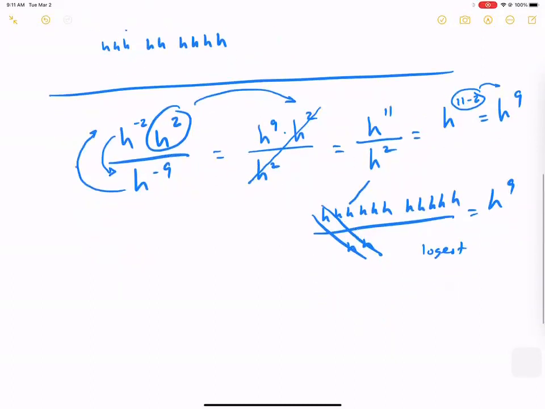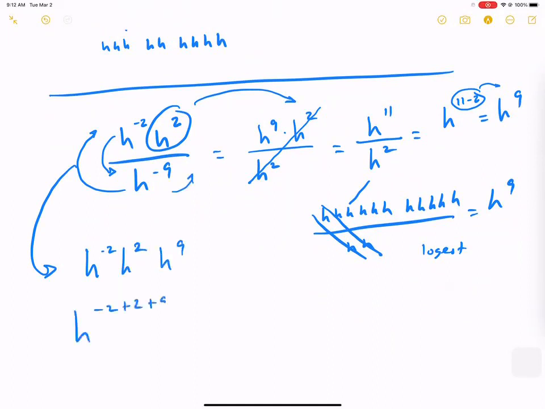Another way is to just write everybody on top. H to the negative 2, h squared. And if I want to write this on top, that's h to the 9. And we can combine it. Negative 2, h to the negative 2 plus 2 plus 9 equals h to the 9.